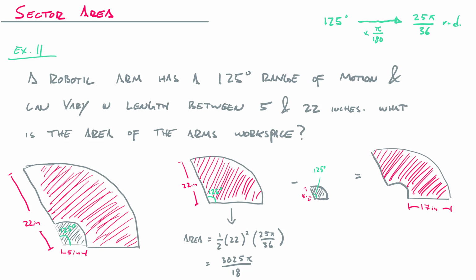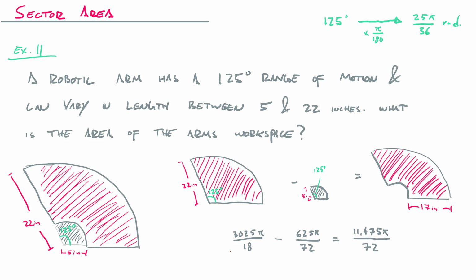Okay, so first things first, we have to turn everything into radians. So 125 degrees times pi over 180 is 25 pi over 36. So the first formula, right, where the radius is 22, you have 22 squared, taking a half of that, and you're multiplying it by 25 pi over 36. That's a lot of pi's over 18, 3,025 pi over 18. The second sector has a radius of only 5, so you do 1/2 5 squared, which is 25, times another 25 pi, so you get 625 over 72 pi. And we're subtracting those 2 areas, right?